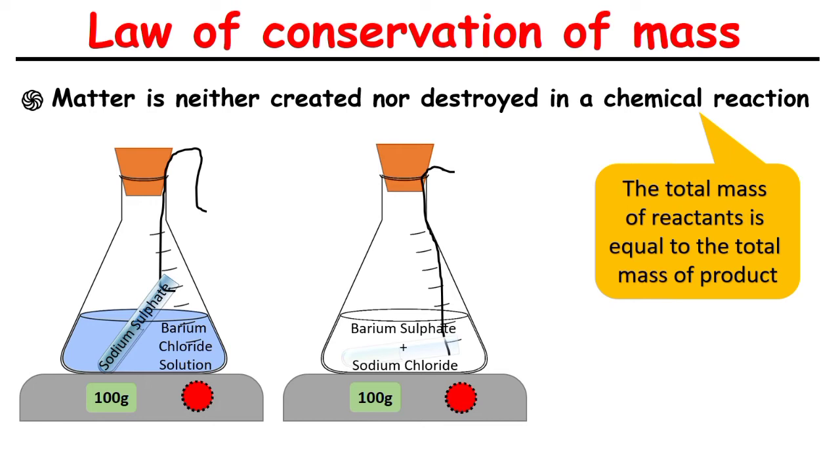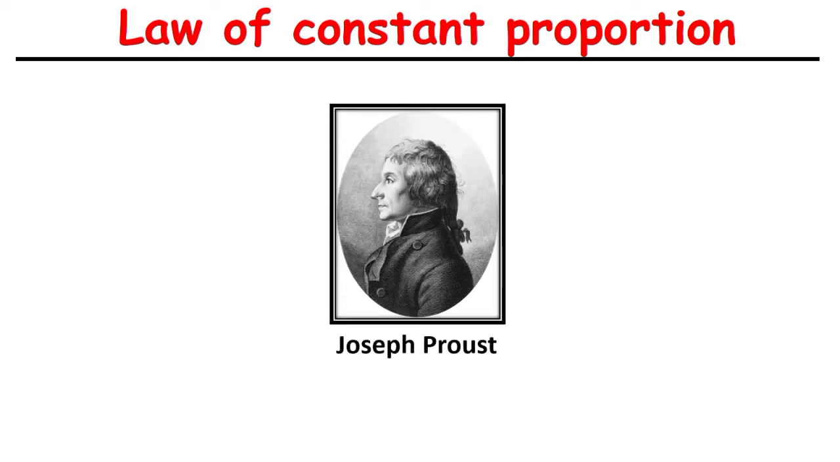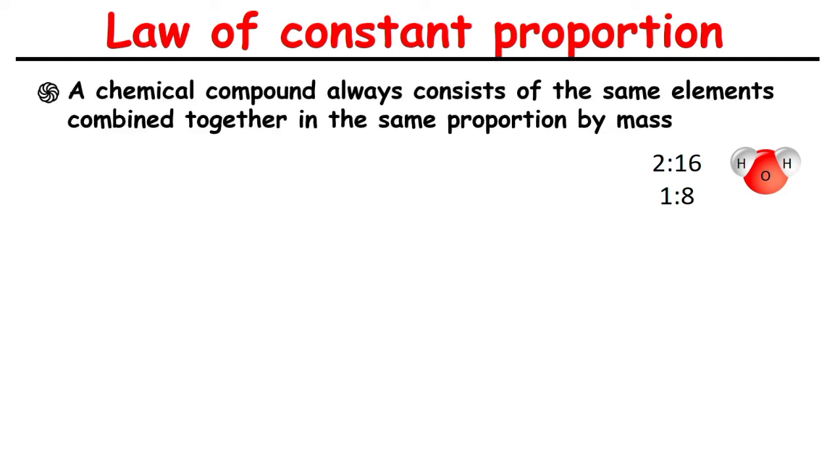So let's see the next law, which is the law of constant proportion. This was discovered, or stated, by Joseph Proust in 1779. Let's see the definition, but first we need to see what proportion is. Proportion is the ratio of elements, such as hydrogen and oxygen, which make a water molecule. So what is the ratio of hydrogen and oxygen in it? The ratio is 2:16, or 1:8.